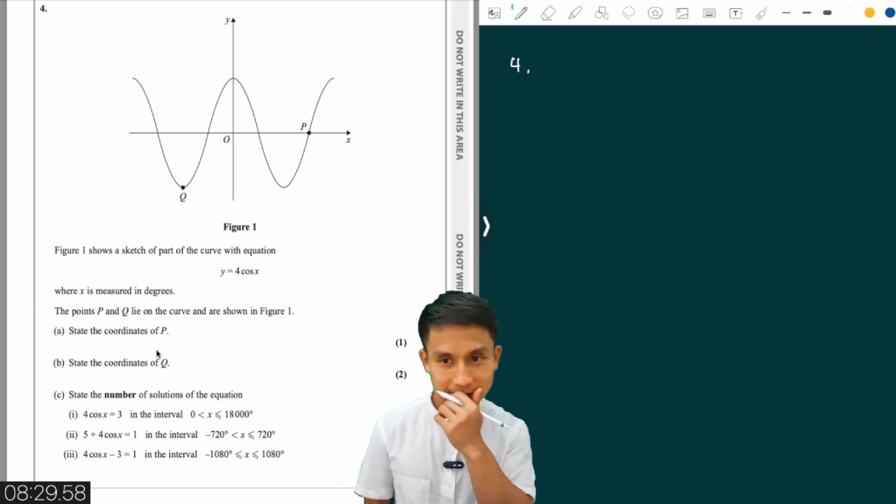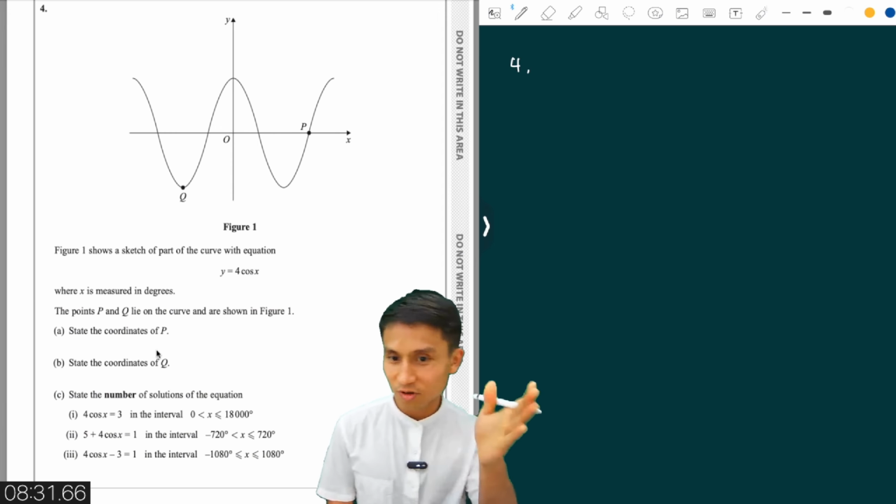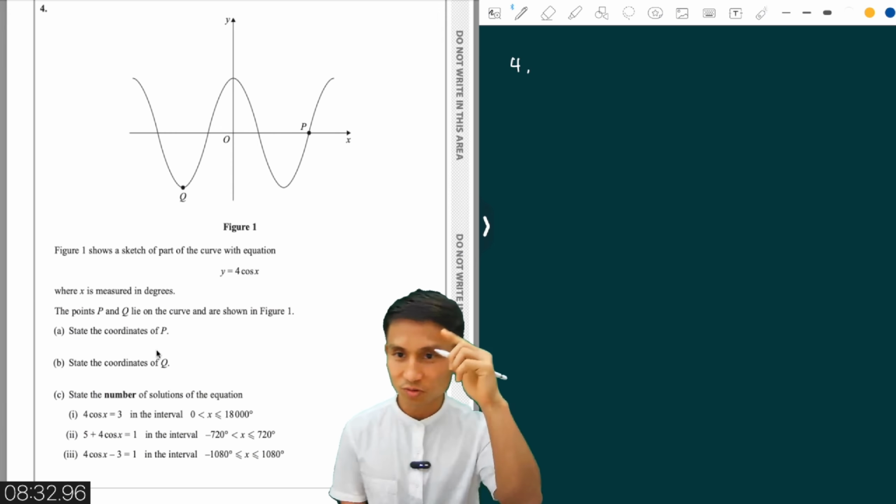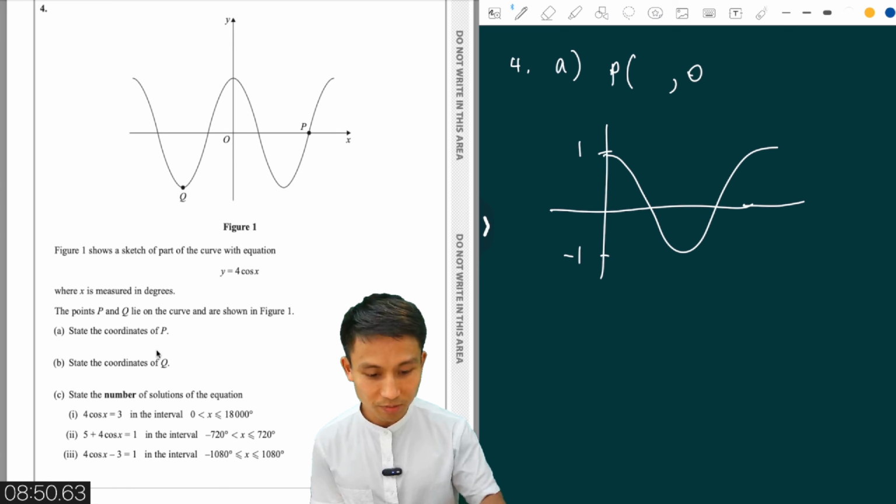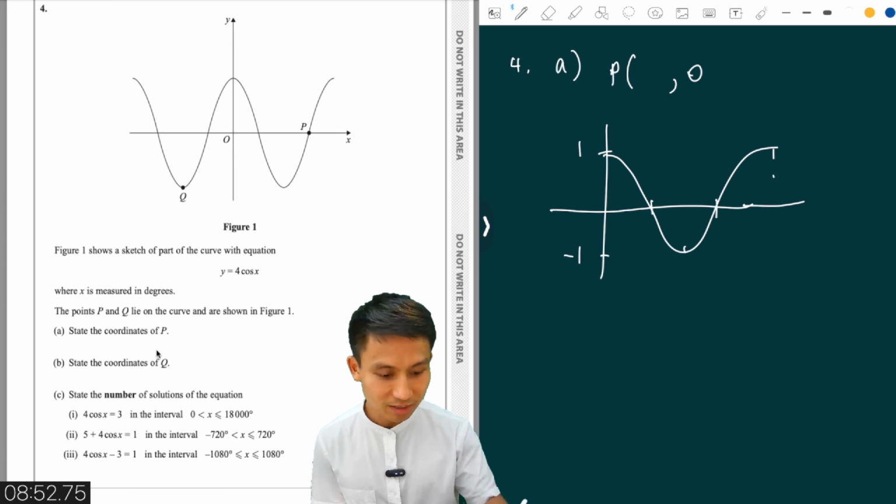Right, so by the looks, we have 4 cos x here. So the maximum is 4, the minimum is minus 4. The coordinates of P in this case then would be something of a y is 0. But okay, guys, for the normal cosine function, for the normal one, the maximum being 1, minimum being minus 1, you need to know this, yeah? This is 2 pi, 3 pi over 2.